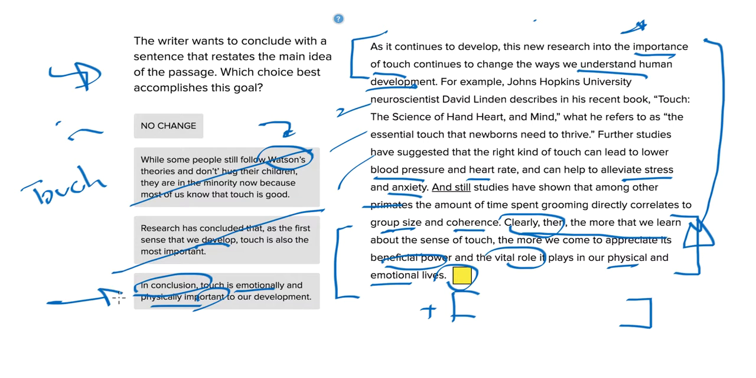Now this would potentially be a better rewording of that sentence, but think about this as an addition at the end. It would be maybe too much to have this said twice. It's already been said in the last sentence as it stands. So the best answer choice here is answer choice A.